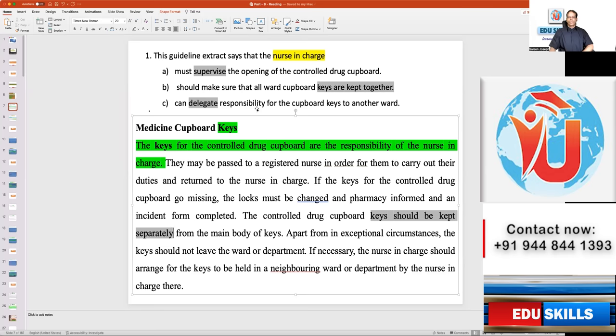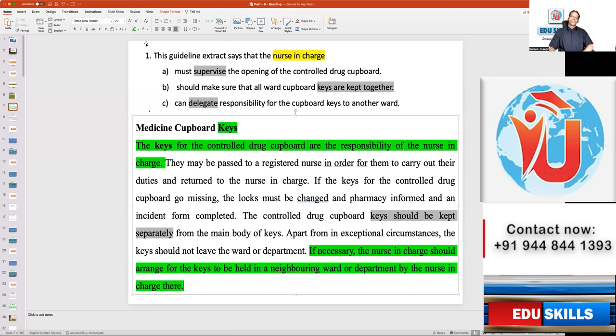Can delegate responsibility for the cupboard keys to another ward. If necessary, the nurse in charge should arrange for the keys to be held in a neighboring ward or department by the nurse in charge there. And it is clearly given there. And this is known as inference, a type of question. Always you have this type of questions in Part B, even in C. Inference means the answer should be at the conclusion, that is at the end of the paragraph. That is the conclusion. So inference, as I told you, there are deduction and induction. Two things I explained to you. That's not exactly necessary. Maybe later on during the Q&A session, if you want, you can ask me.